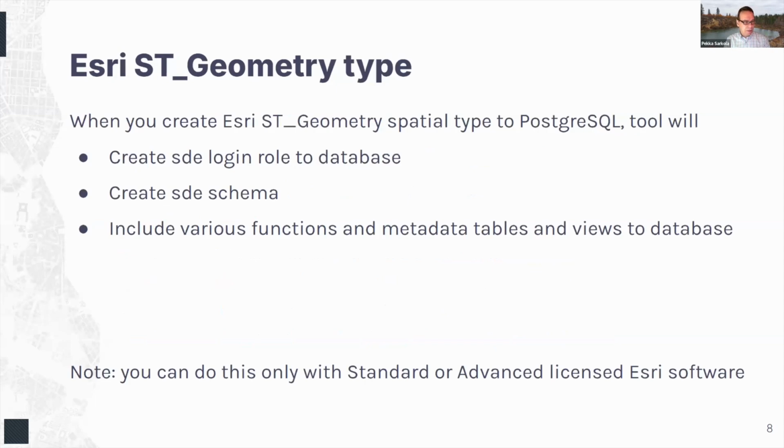When you create the Esri ST_Geometry spatial type in PostgreSQL, you use a tool from the Esri software, and you have to understand that it creates a login role in the database, creates a schema, and then stores some metadata tables and views in the database. You have to have a standard or advanced license of the Esri software to do this. And understand that ST_Geometry adds some tables and views to the database, so don't drop those tables or views from the database, because then your system will not work anymore.